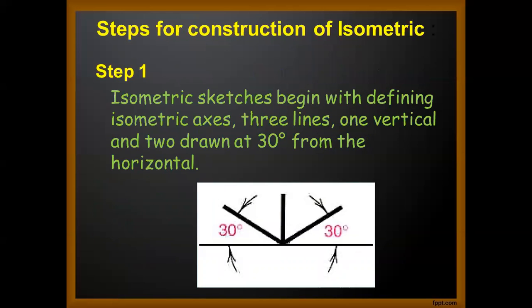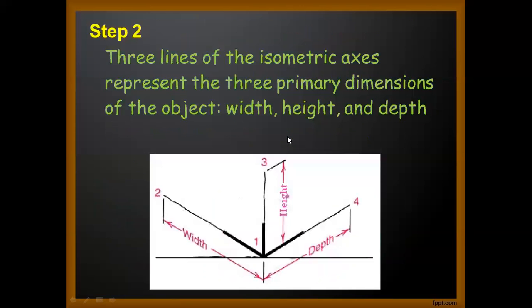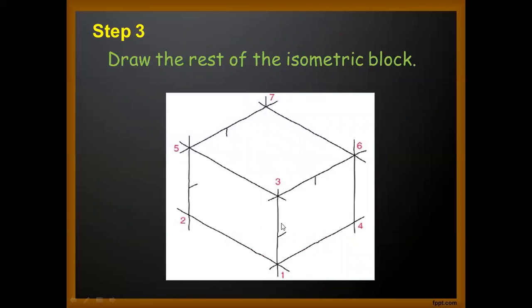There are different steps. First, we have to draw 30-degree angles on both sides and a vertical line which is 90 degrees. So it is like this: height, width, and depth. These two angles are 30 degrees. We have to make a box in which the object has to be placed. Okay, so we can make this box with the help of the given question which is in the form of an orthographic drawing. It means that different views are given to you. You have to combine all those views into this diagram.